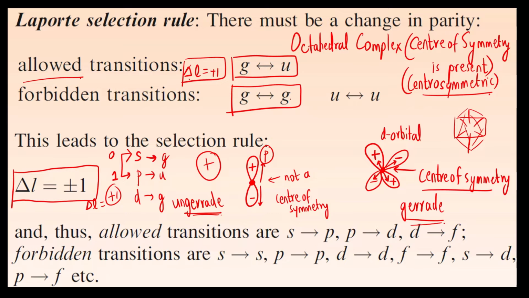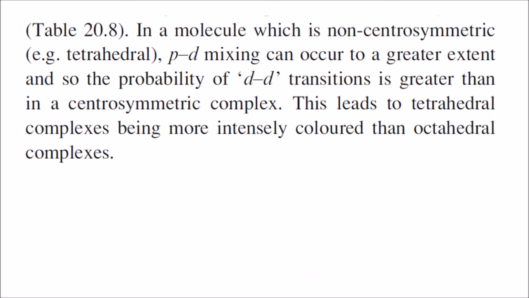Okay, but gerade to gerade, for example, a d-d transition. The d orbital, we saw just now, has a center of symmetry, so it is gerade. So gerade to gerade, that is a d-d transition. Delta L is 0. So it is a Laporte forbidden transition. Okay, this is for an octahedral complex where a center of symmetry is present.